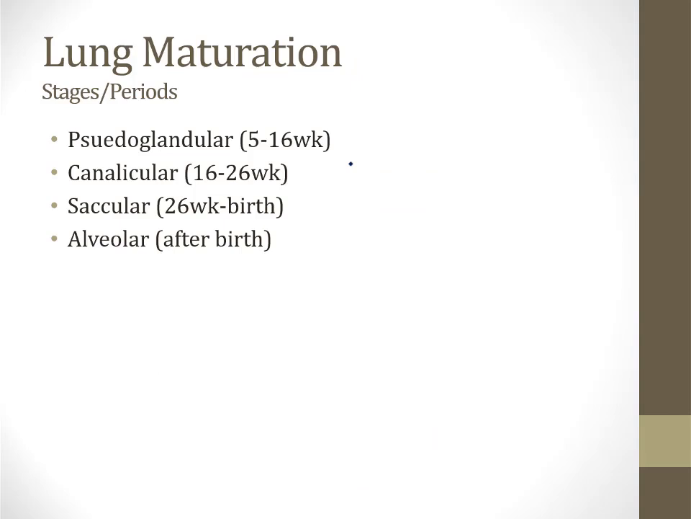And this all starts to happen in terms of the lung bud at about 4 weeks of development. After 4 weeks, lung development is classically divided into 4 stages or periods. The first one's called the pseudoglandular, the second one's called the canalicular, the third one is the saccular, and the last one is the alveolar, and this actually occurs after birth. Your lungs are not completely formed at birth. They continue to develop during childhood and adolescence.